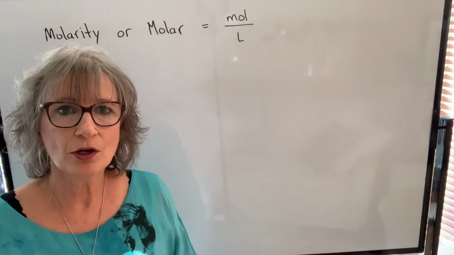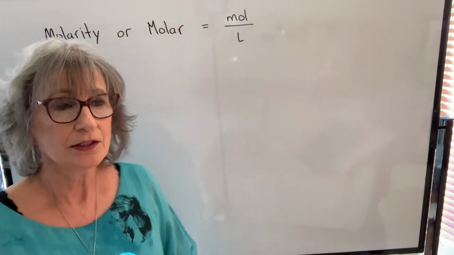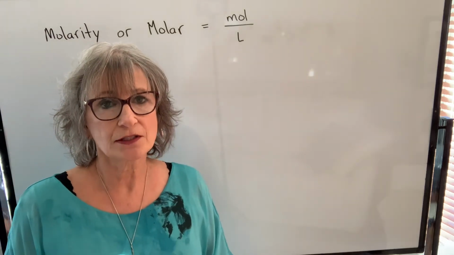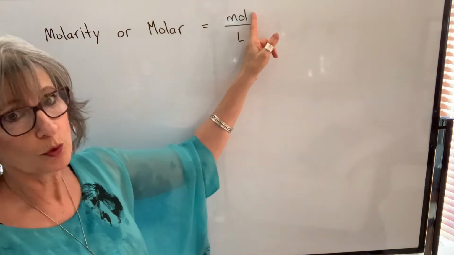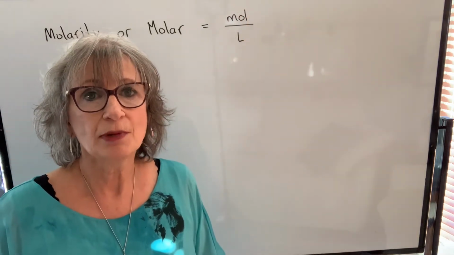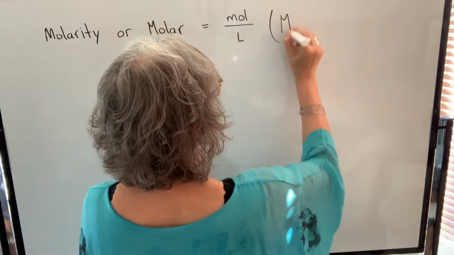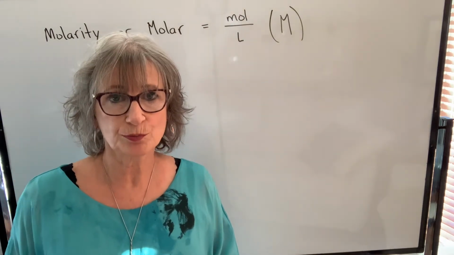So a very common unit of expressing concentration of solutions is molarity. It's also called molar, and it represents the concentration of that solution in moles per liter. So that means moles of the solute in 1 liter of solution. You might see a capital M used as well, and when you see that, it means moles per liter.